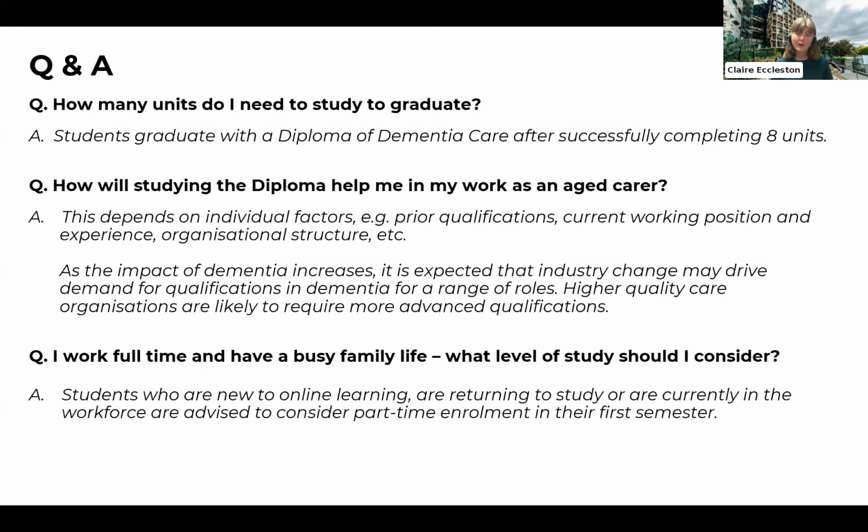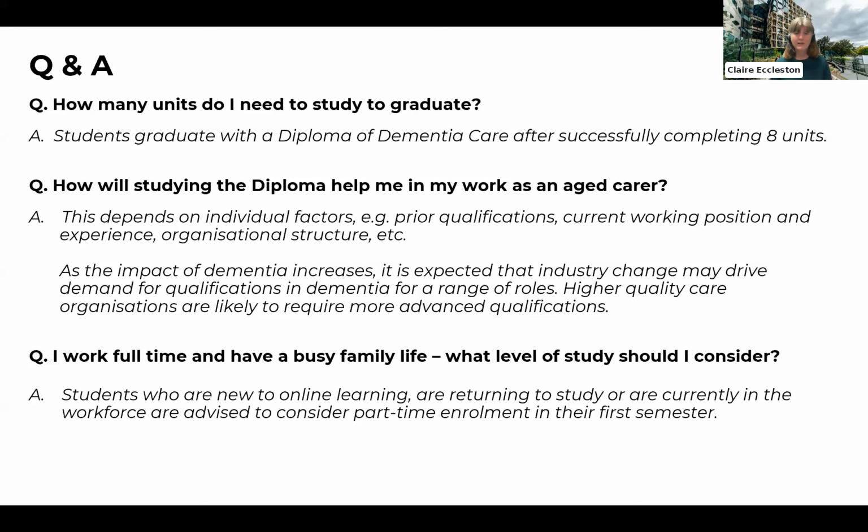How will studying the diploma help me in my work as an aged carer? Possibilities for career progression on the basis of this course really do depend on individual factors. So your previous qualifications, your current working position, your experience in the field, organisational structure, and so on. So we can't give you a one-size-fits-all answer, but we do know that the impact of dementia is increasing, and as it increases, we can reasonably expect that industry change may drive demand for qualifications in dementia and dementia care for a range of roles. So higher quality care organisations, which is what we're all working towards achieving, are likely to need carers with more advanced qualifications.